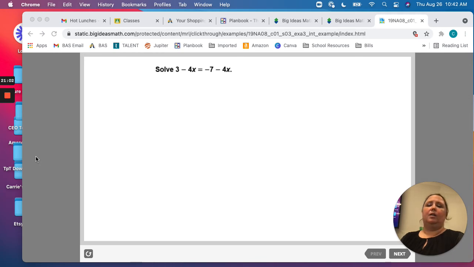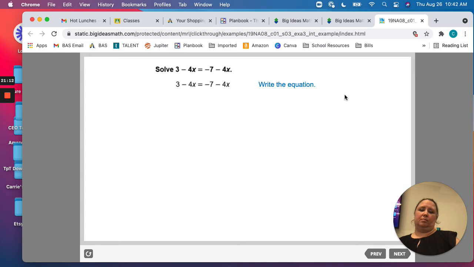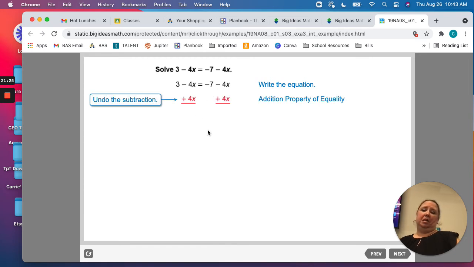All right, here we go. We're solving 3 minus 4x equals negative 7 minus 4x. So first thing you do is write it down in your journal. What is the first step to this? Combine like terms. So let's move one of these negative 4x's. Which one do we want to move? Doesn't really matter, but let's move the first one. What does a negative 4x plus 4x equal? 0. So it cancels. So I'm left with 3 equals negative 7.